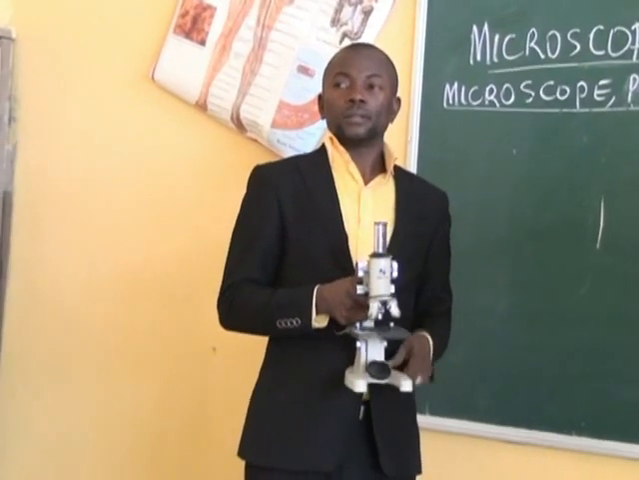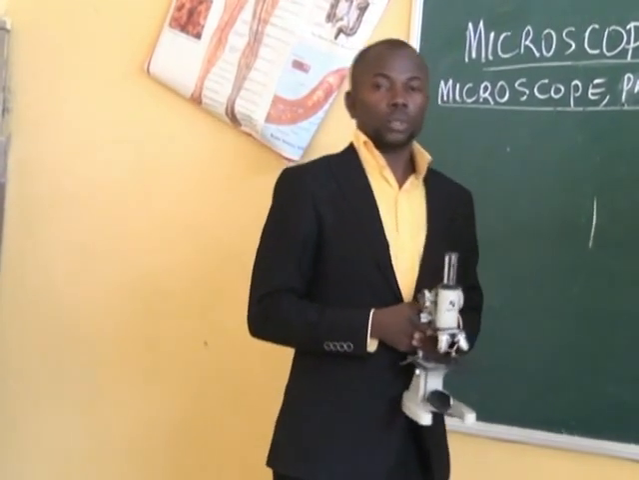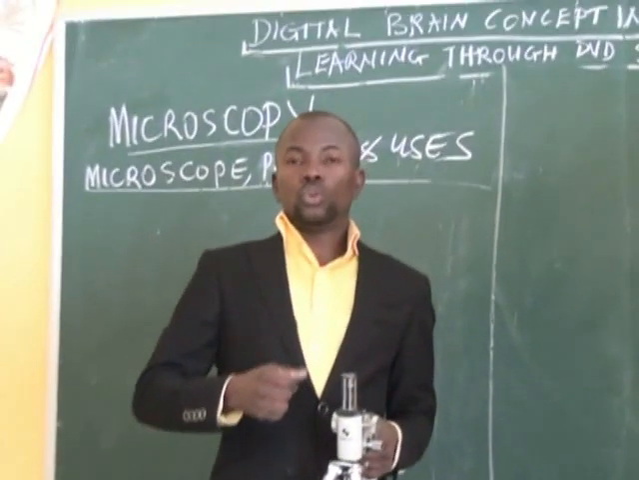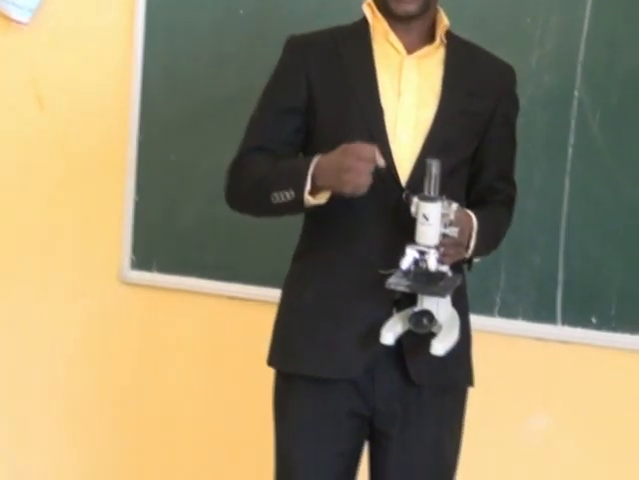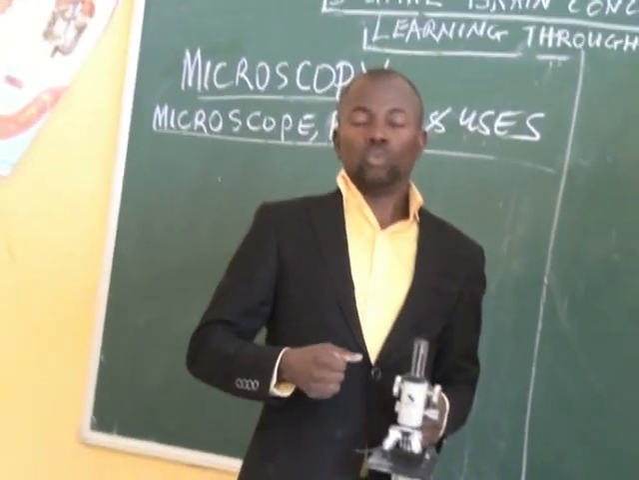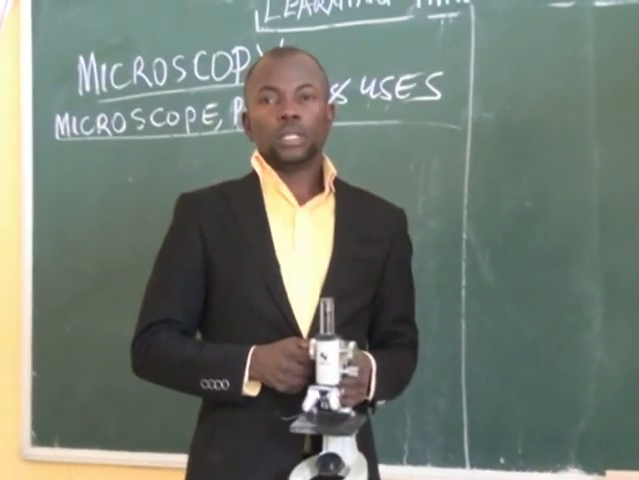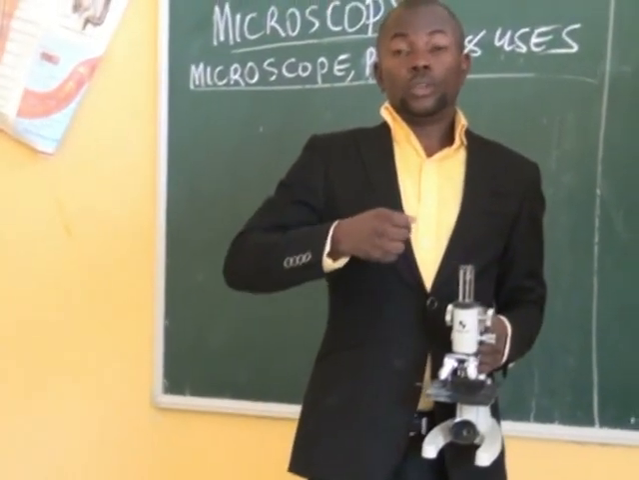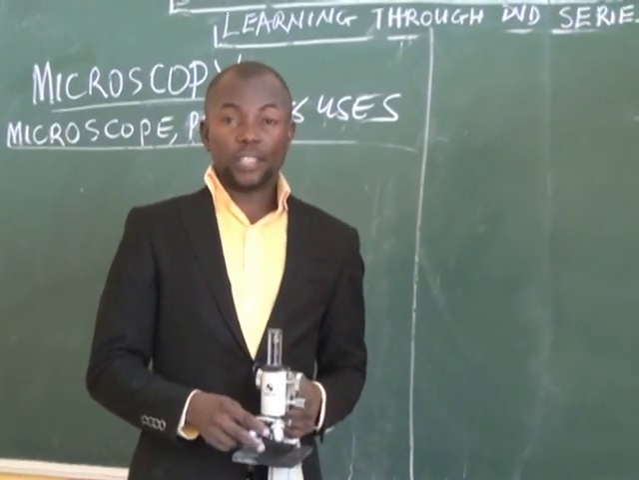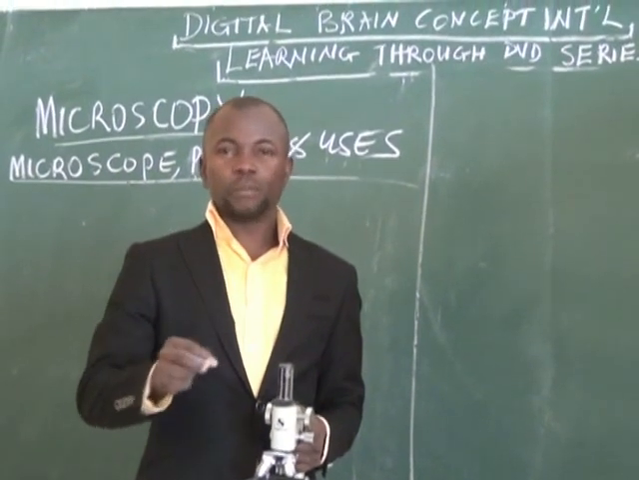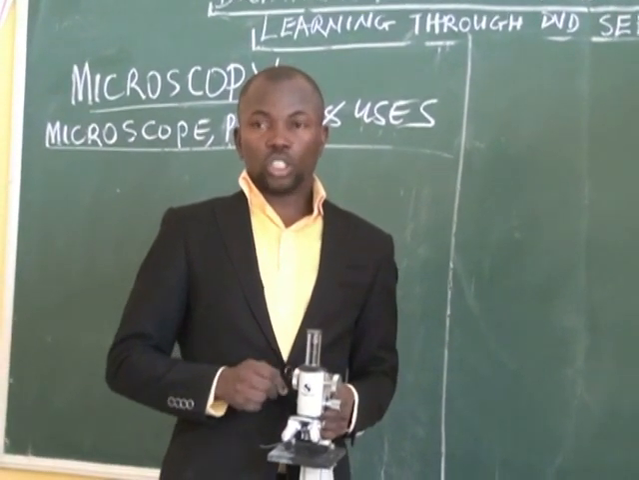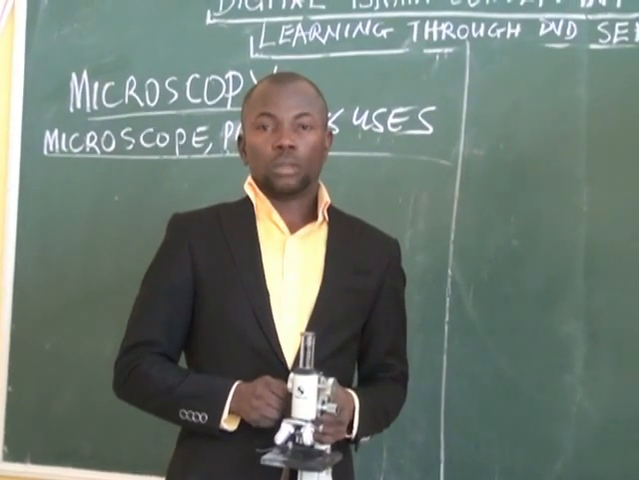You may be asked, what is a microscope? A microscope is an instrument used to see very tiny objects or specimens that cannot be seen with the naked eyes. It has the ability to increase or magnify the size of the tiny specimens so that they can be seen and studied very well.